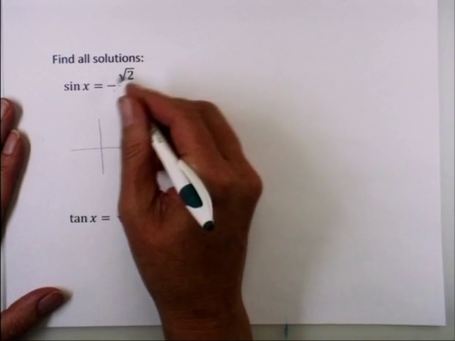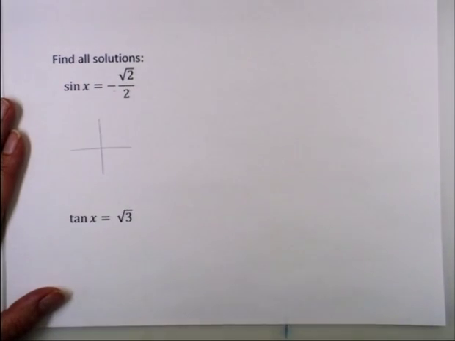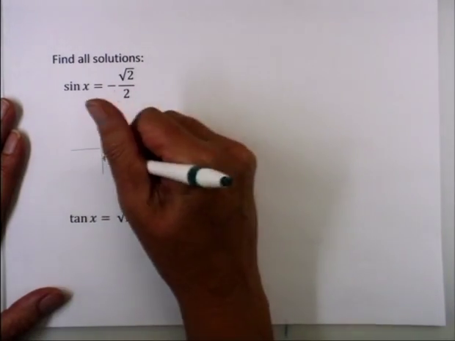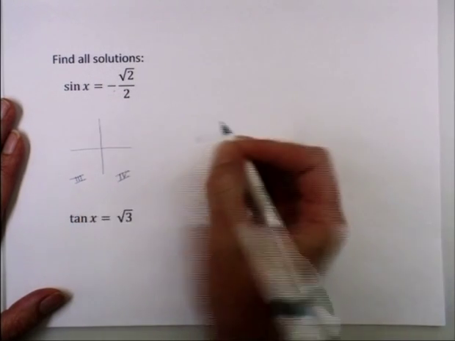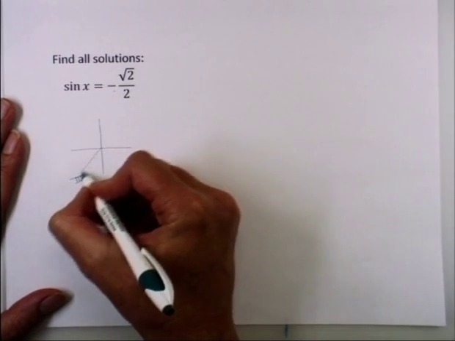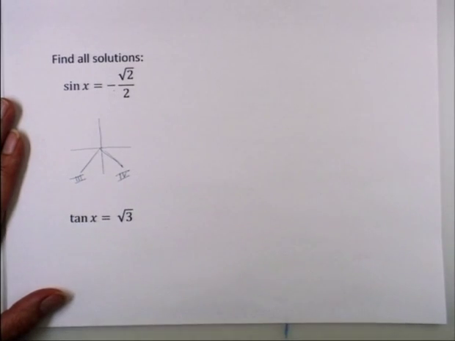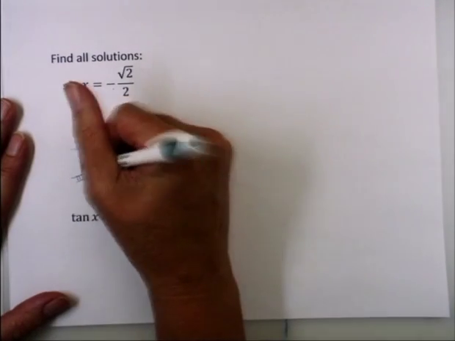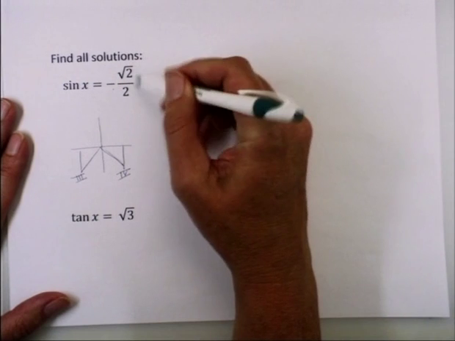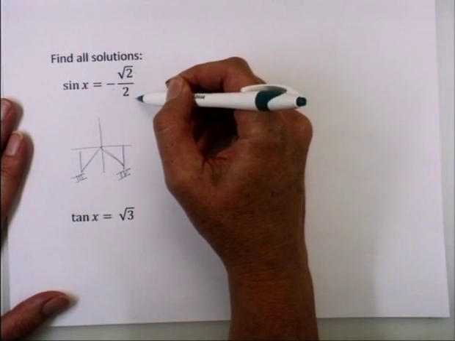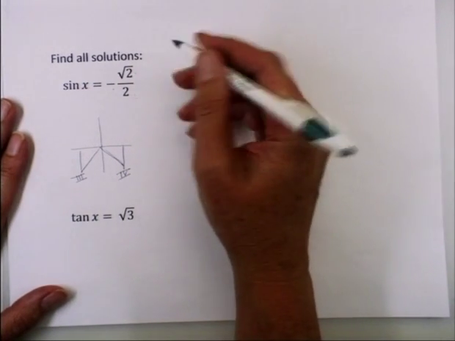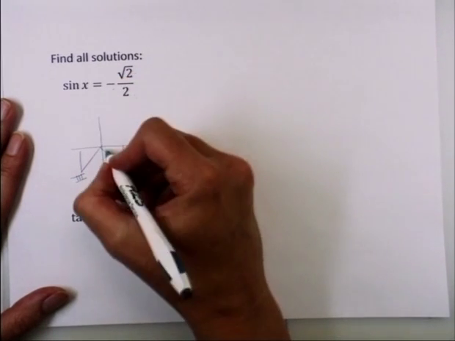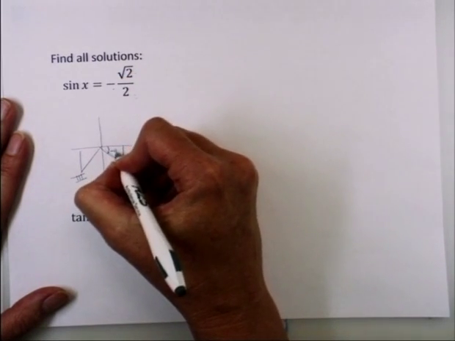The sine ratio is negative. So the first thing I need to think about is in which quadrants is the sine value negative? Well, it's negative down here in quadrants number 3 and quadrants number 4. So I'm talking about angles down here. So I just draw my little reference triangle. This should look familiar to you. You should know which angle has a sine ratio of radical 2 over 2. It's 45 degrees. Since it's negative, it's going to be negative 45 degrees.